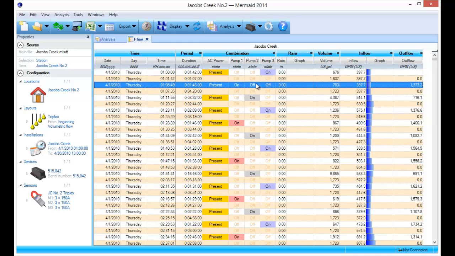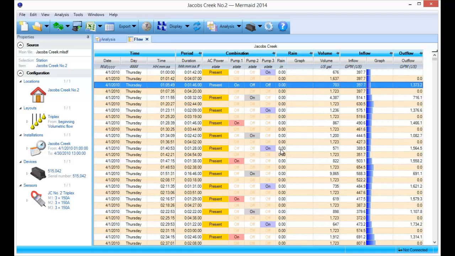We can see here pump 1 started at 1:05 in the morning, then ran for 1 minute 46 seconds, then was off for 4 minutes 20 seconds, then pump 2 ran for 8 minutes 32 seconds, then stopped for 2 minutes 44, and so on and so on.